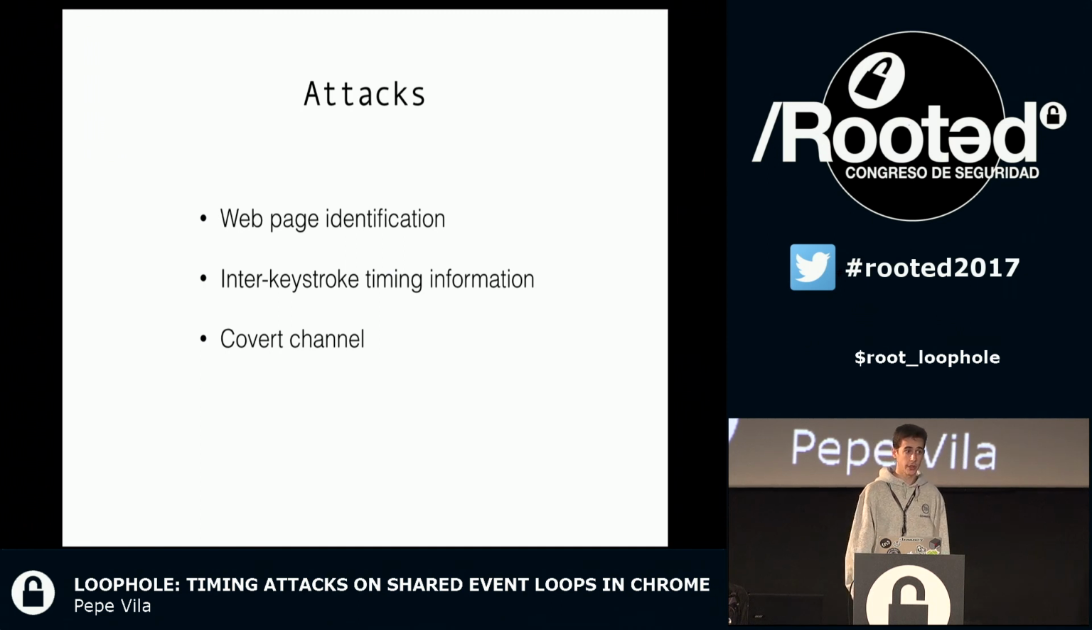And now I'll show you the 3 proofs of concept that I've put together. Very simple. The first one is basically a web page identification through these traces. I measured the event loop as a website opens in a new tab, and then based on a trace, I try to determine what website that was.